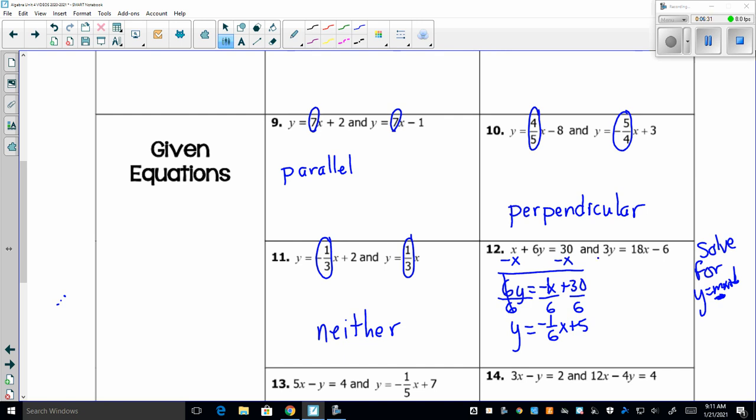I really don't care about the plus 5 part. It's the negative 1/6 that I'm going to be looking at in a second. Over here, to get y by itself, I'm going to divide by 3, divide by 3, divide by 3, and the 3 over 3 cancel to 1, and I have y equals 6x minus 2. So negative 1/6 compared to positive 6, which looks like a fraction by putting it over 1. I flipped the fraction and I changed the sign, so these two lines must be perpendicular.